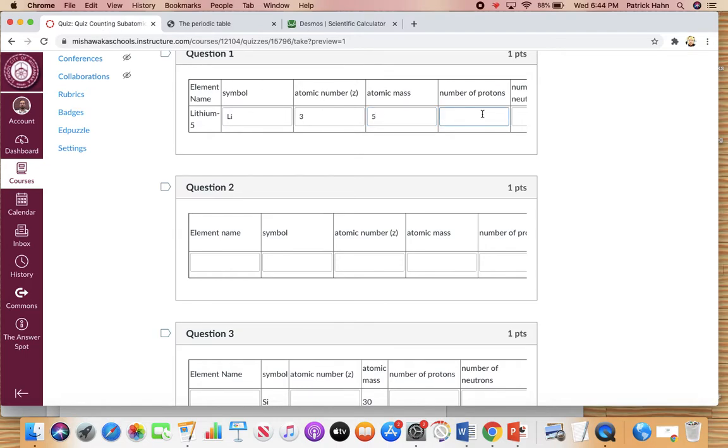Now, the number of protons, that is 3 because it is the same as the atomic number. And the number of electrons is also 3 because for atoms, the number of electrons is equal to the number of protons. The number of neutrons, okay, remember mass is protons plus neutrons, so 5 is the atomic mass. I'm going to say 5 minus 3, the number of protons, is equal to 2, the number of neutrons. Okay, so that would be problem 1 on your quiz.